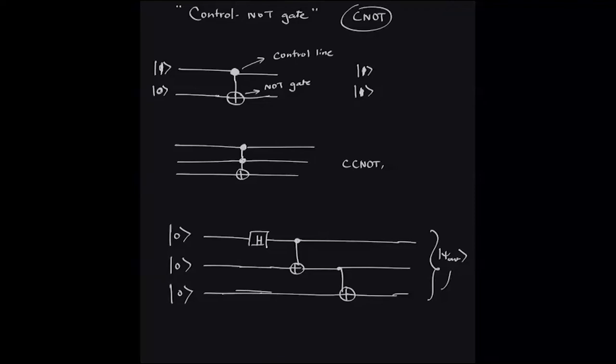The state is called the GHZ state in quantum mechanics or quantum information. It's a 3-qubit state, and it's very famous, a very well-known state. It's named after the authors who discovered it back in the 80s, I think.